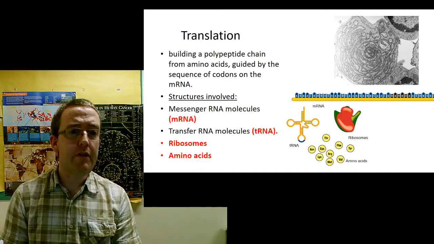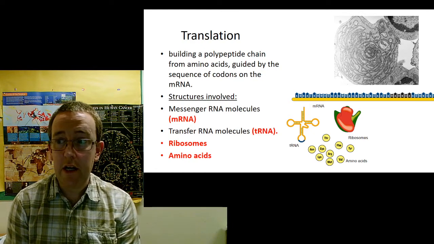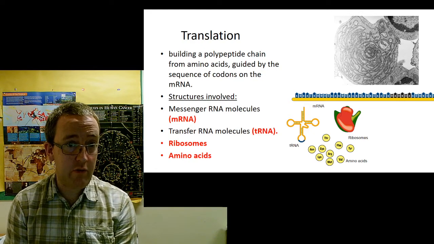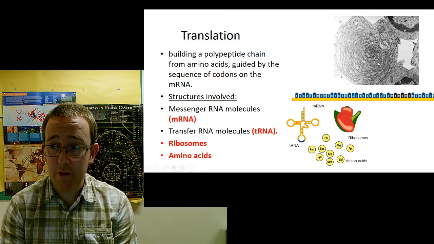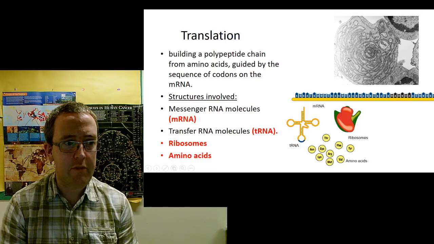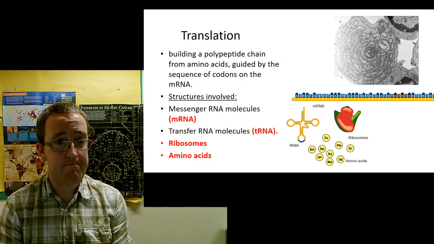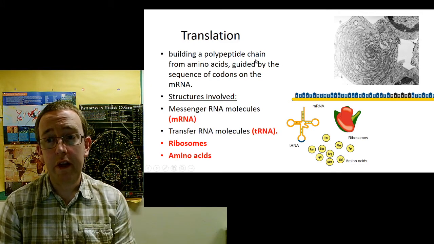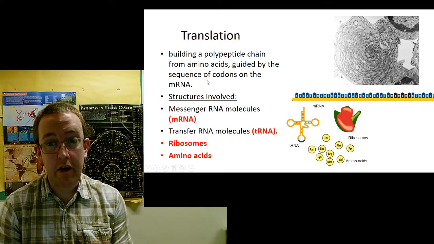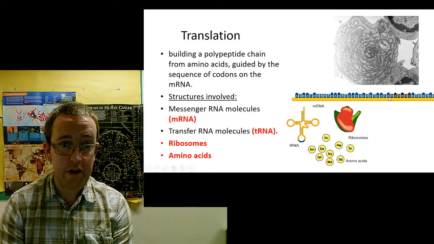Okay, so in terms of translation, you will know what the rough endoplasmic reticulum is. In a eukaryote, that's where this is all taking place. In fact, the reason the rough endoplasmic reticulum, you can see it here, is rough is because it's covered in ribosomes. In a prokaryote, this is just all happening, flopping around in the cytoplasm. Okay, so we're building a polypeptide chain from amino acids, and it's guided by the sequence of codons on the mRNA, as you've already done in the genetic code lesson.